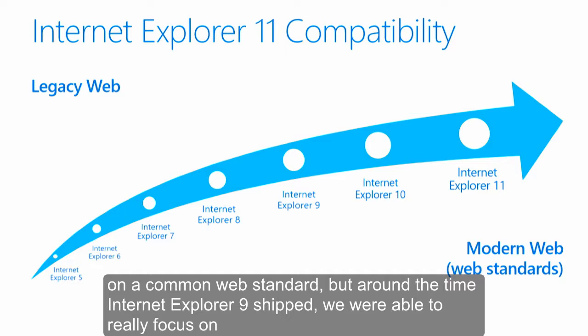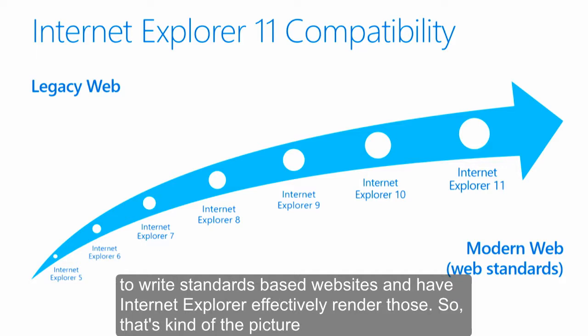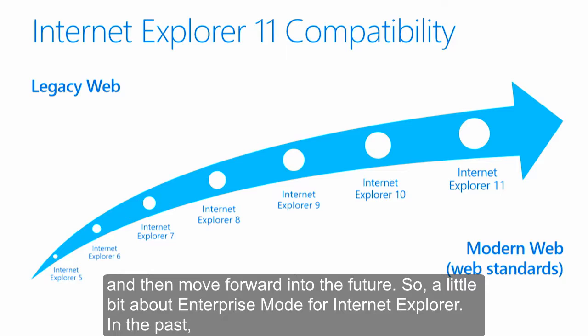But around the time Internet Explorer 9 shipped, we were able to really focus on supporting factors like HTML5 and cascading style sheets at a certain level, and it really got easier for web developers to write standards-based websites and have Internet Explorer effectively render those. So that's kind of the picture we have with Internet Explorer 11. We just continue that legacy of supporting modern standards as they're ratified and then move forward into the future.